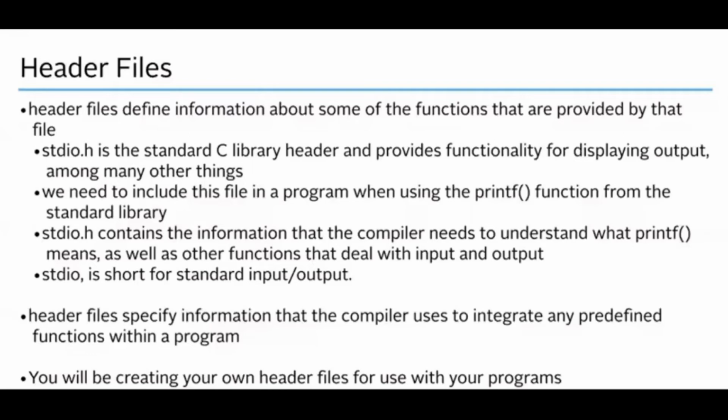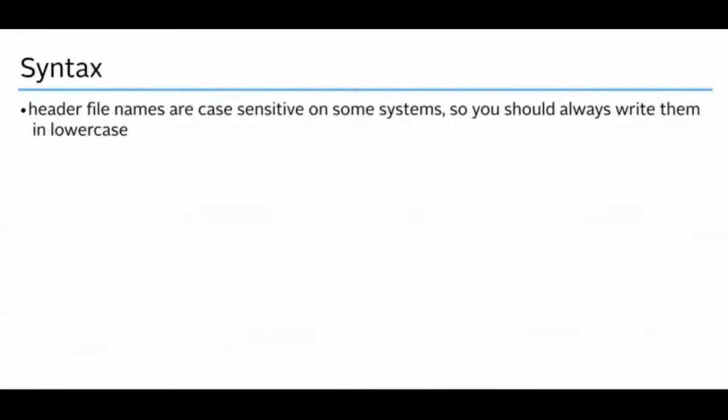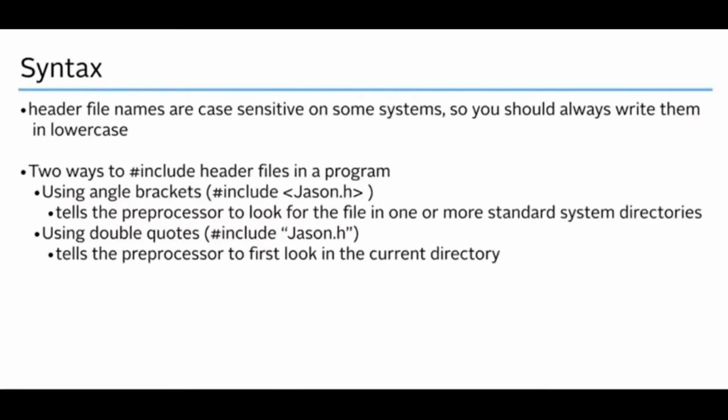The syntax as far as header files go, they are case sensitive. Case sensitivity means uppercase or lowercase. It matters whether you do one or the other. So you should always write them in lowercase, because otherwise certain systems may interpret them as having a different meaning. There are two ways to include header files in a program. You can use angle brackets, such as #include with json.h in angle brackets, and that usually means it is telling the preprocessor to look for a file in some kind of system directory.